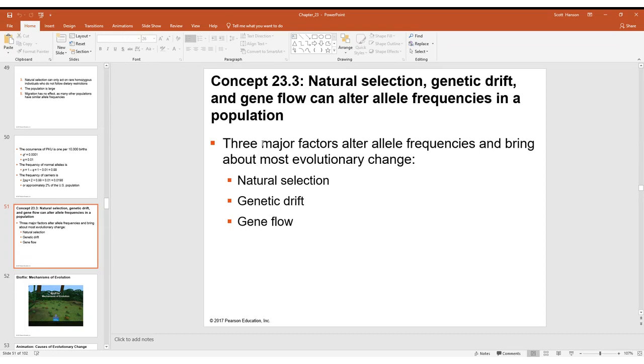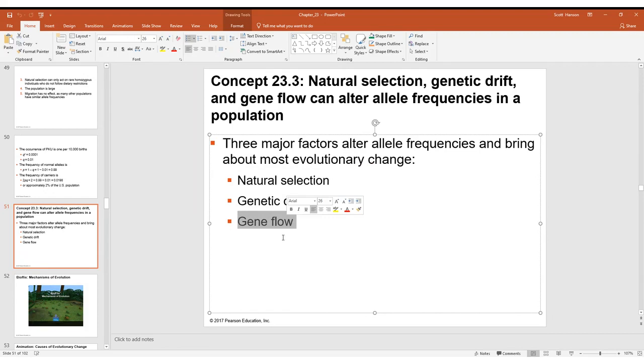There are 3 major factors that alter or change allele frequencies in a population and bring about most evolutionary change. So most evolutionary change, and therefore most changes in allele frequencies in populations, is brought about by either natural selection, which we've already covered, or genetic drift, which we're going to cover, or gene flow, which we'll cover as well here in the next few slides.